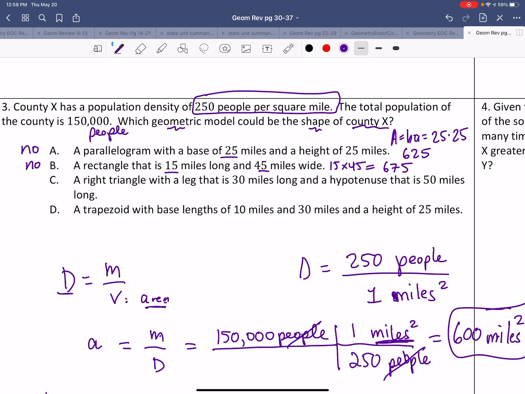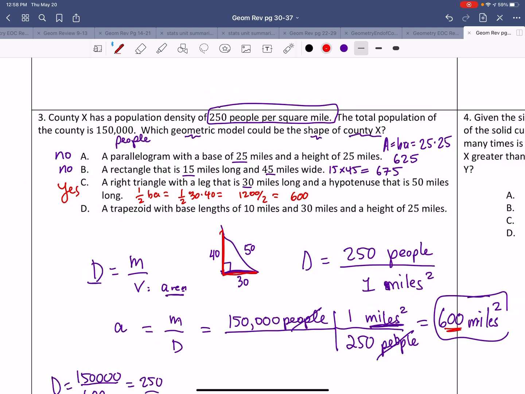A right triangle with a leg that is 30, and a hypotenuse, which is 50. Oh, that's our famous 3, 4, 5 triangle, right? So the area would be 1/2 base times altitude. So 1/2, 30 times 40. Ooh, I think that's a yes, right? Because that would be 1,200, which is 600, and that's what we're looking for.